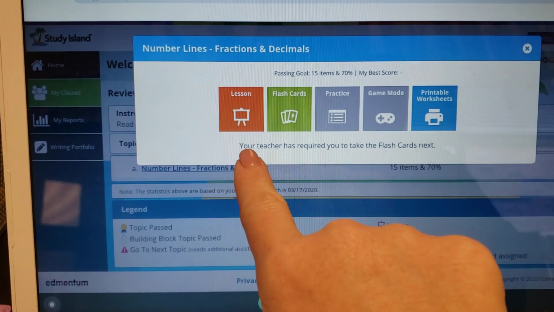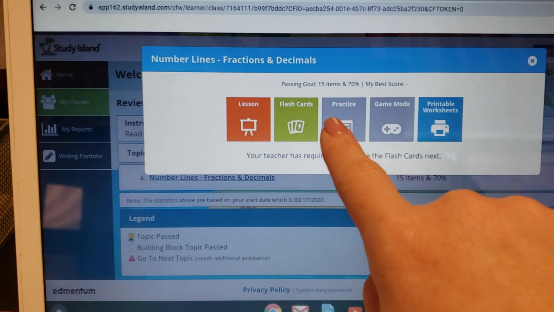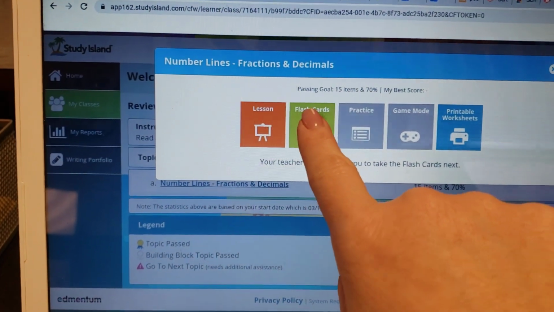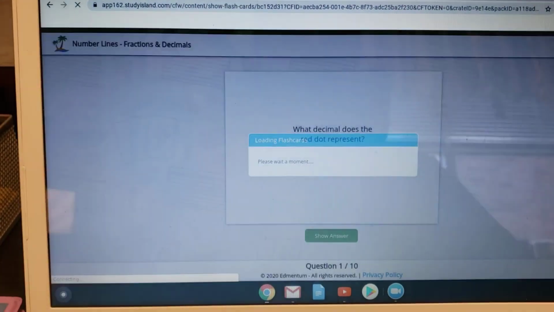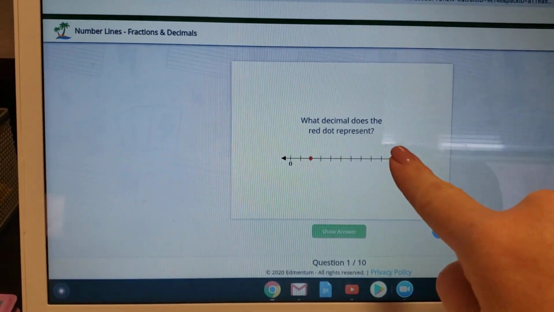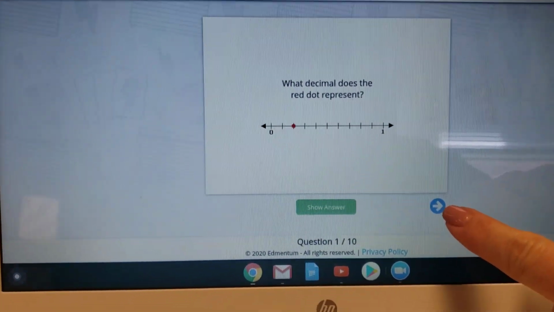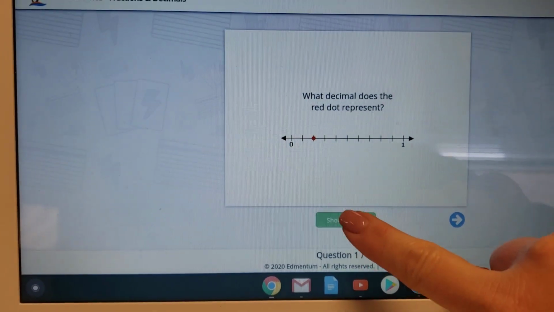And look what it says. Your teacher has required you to take the flashcards next. Now it's green. It's not gray anymore. I can click on it. Here come the flashcards. So the questions on the front, you answer it in your mind or write it down if you want to. To check your answer, you click the button that says Show Answer.